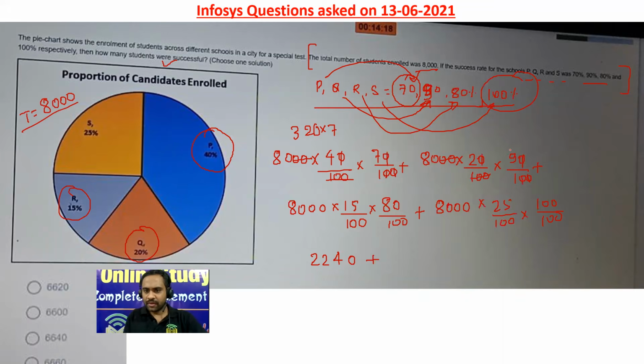Now 9 2s are 18 and 18 into 8 will be 144. One more zero will come here. 20 and 20 cancelled. 10 10 10 10 cancelled. Now 15 8s are 120. 120 into 8 will be 960 plus 20 cancel. 20 cancel. 25 into 8 will be 200. One more zero, 2000. Now the last zero is there.